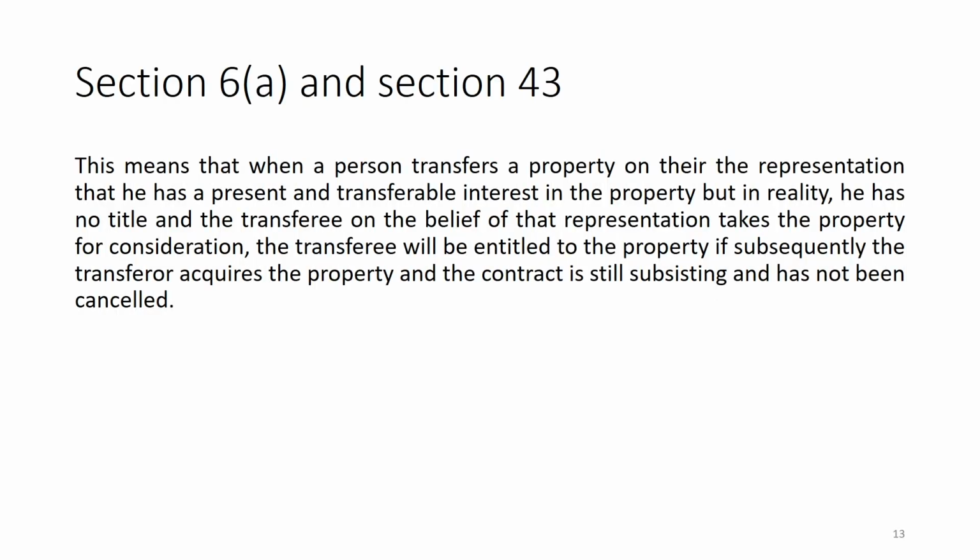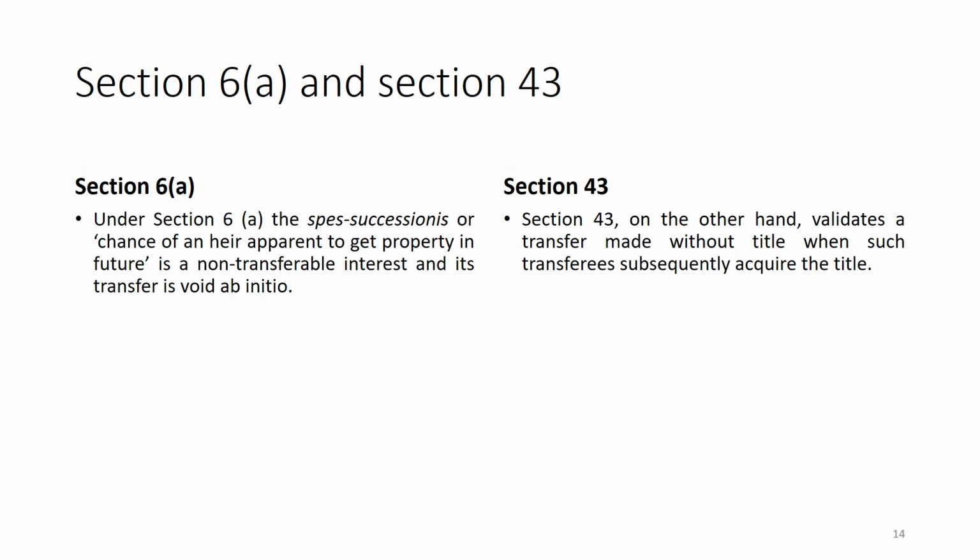So, the question was raised whether section 6A is in conflict with section 43 or not. Here it has been said that when a person transfers a property on the representation that he has a present and transferable interest in the property, but in reality he has no title, and the transferee, on the belief of that representation, takes the property for consideration, the transferee will be entitled to the property if the transferor subsequently acquires the property and the contract is still subsisting and has not been cancelled. That is section 43.